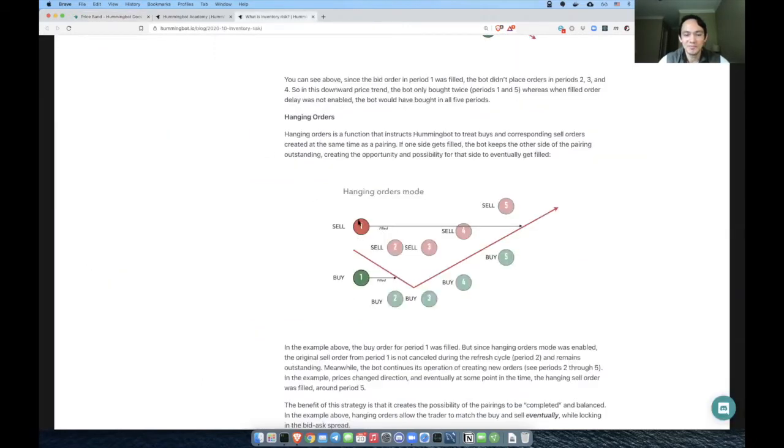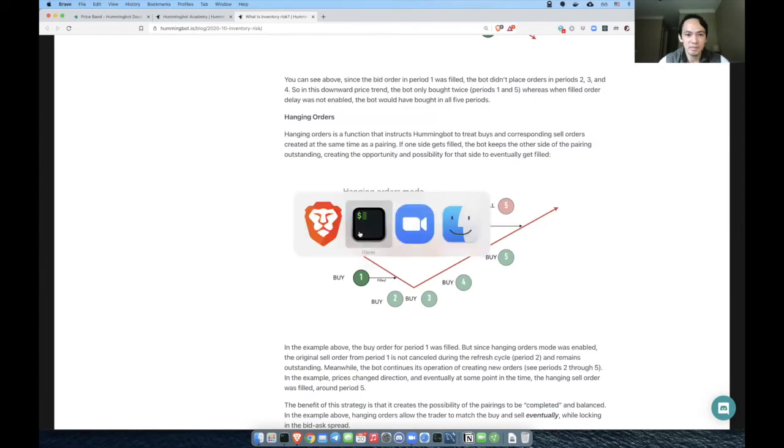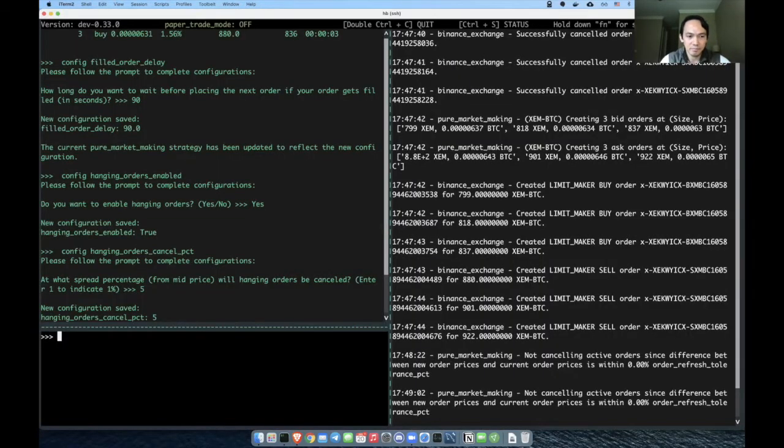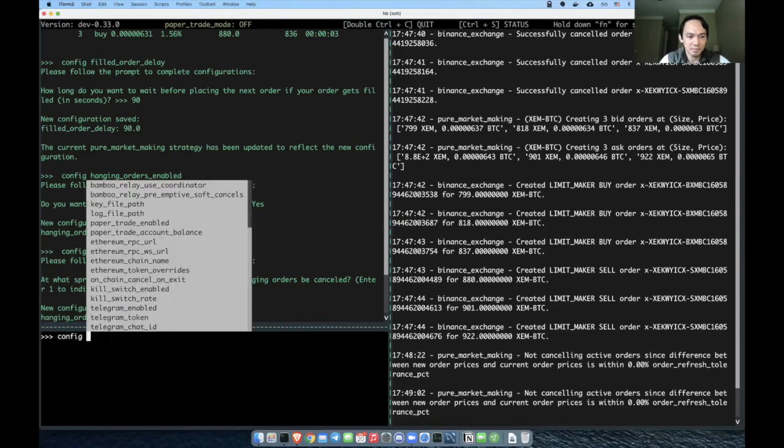So going back to this image again, the default behavior is you create both buys and sells. But if at some point you want to say, hey, at this price I think it's just too low that I wouldn't ever sell at that level, you can set this as a price floor in that case.